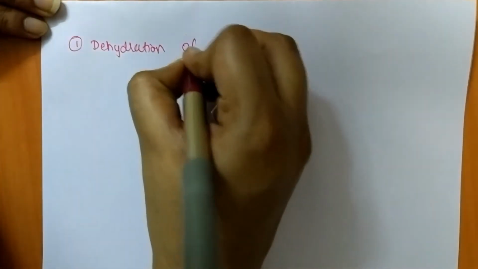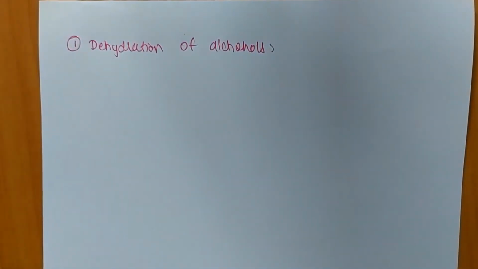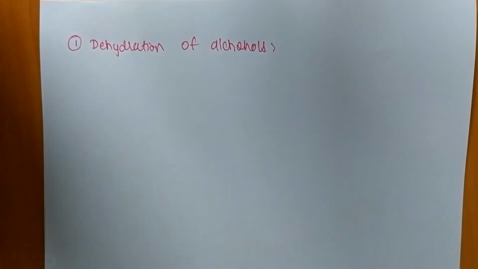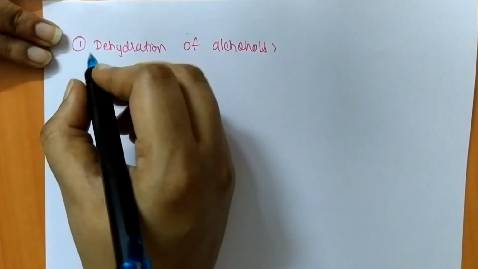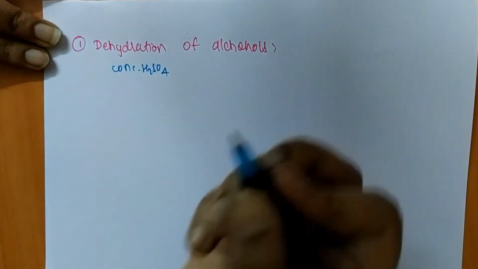Now alkenes are prepared in various ways. It can be prepared by one method, that is by dehydration of alcohols. Here we can use secondary, primary as well as tertiary alcohols, but there are certain conditions. The reagent used for the dehydration of alcohols is concentrated sulfuric acid.